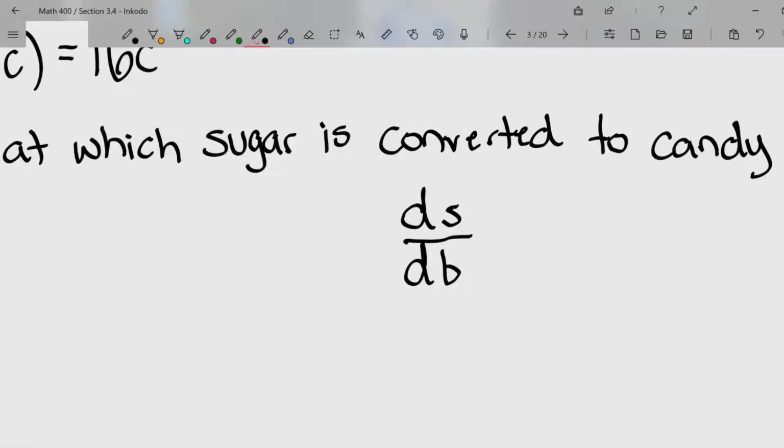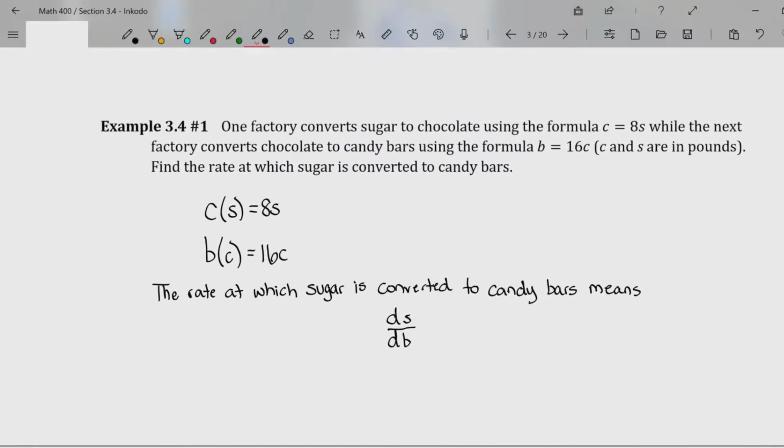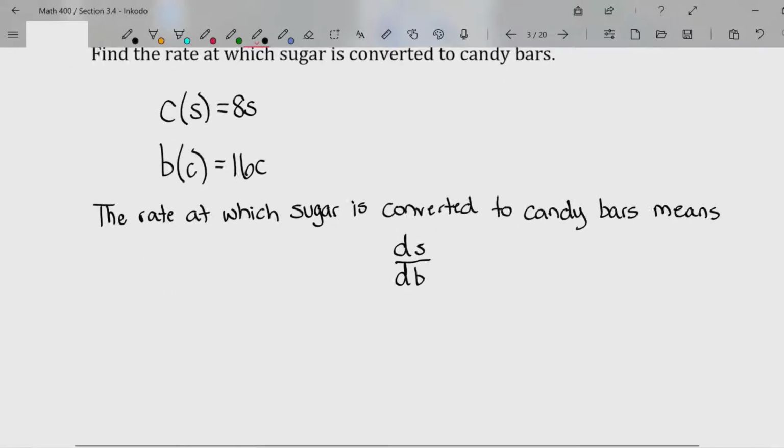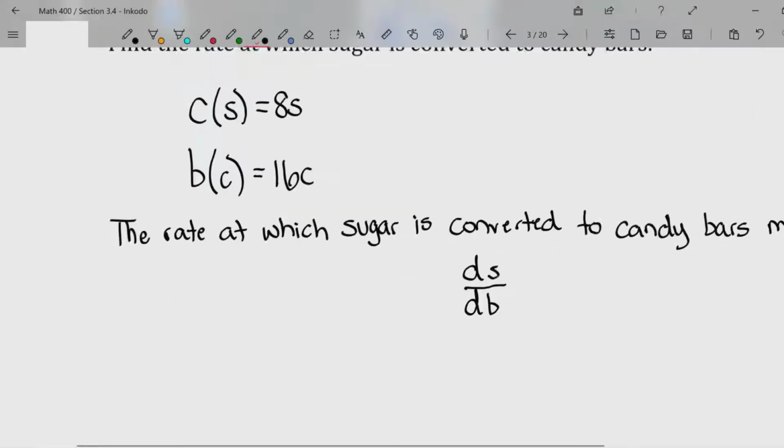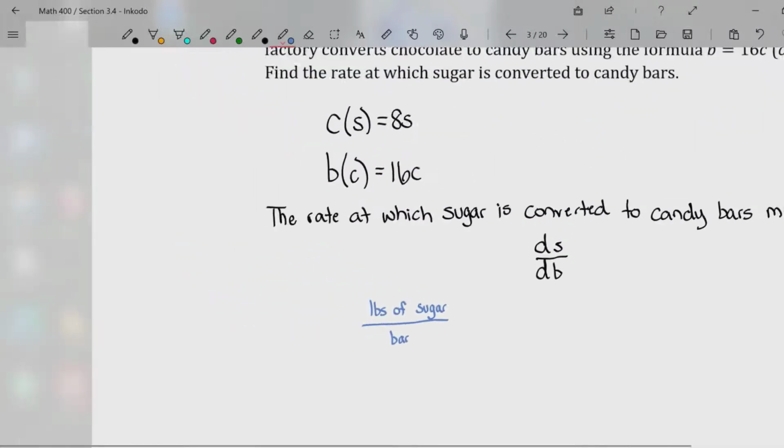The rate of change of sugar, how quickly does sugar change into candy bars? So let's see. I'll start with the units on this. Now they told me that the units for candy and for sugar are in pounds. C is for candy and B is for bars. So let's see, I'm going to go ahead and write this out. So the units of this should be a rate of change of the pounds of sugar per pound, per bar. Okay, that's the rate of change there.